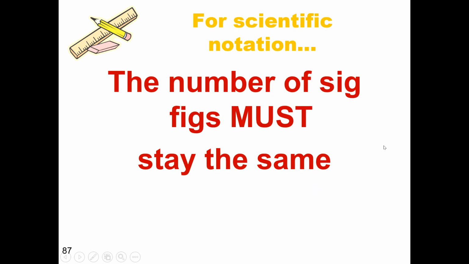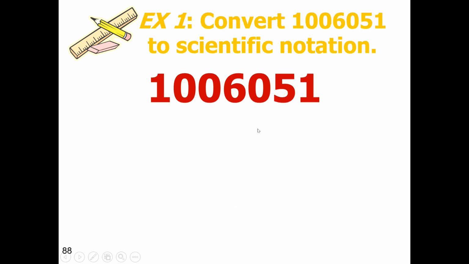So the number of sig figs has to stay the same from long form to scientific notation form. So let me go ahead and show you an example. If I have a number that looks like this, if we're going to convert this number into scientific notation, the first thing I want to make a quick note of is how many sig figs there are in this number. I have 1, 2, 3, 4, 5, 6, 7.